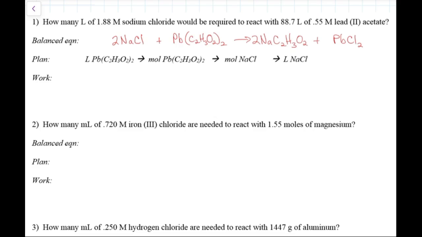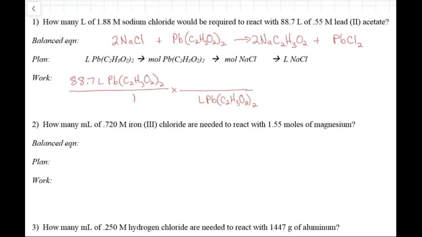Okay, so let's go ahead and get started. I'm going to set up the work starting with liters of lead 2 acetate. So we do have 88.7 liters of it. So we're just going to start with that over 1. 88.7 liters of lead 2 acetate over 1. And we're going to need lots of space for most of these problems, so I'm going to try to be compact here as much as I can. But I'm going to try to get rid of liters of lead 2 acetate.